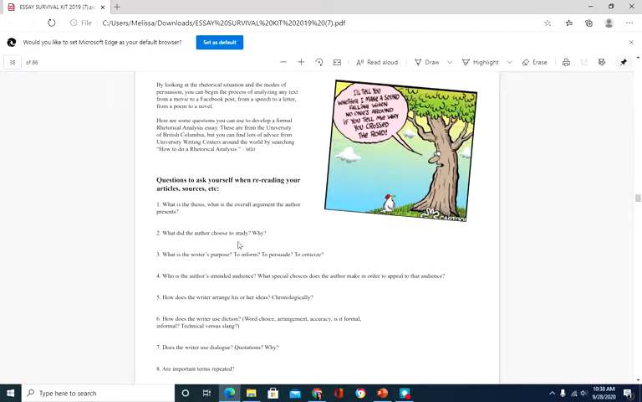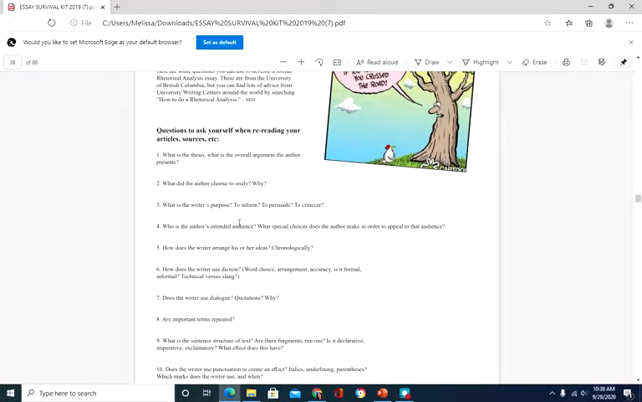What did the author choose to study? That's their subject, their topic, and why. And when I use the word study, I mean, what did they in their own writing concern themselves with? What was their topic, their subject, their framework of study and analysis?